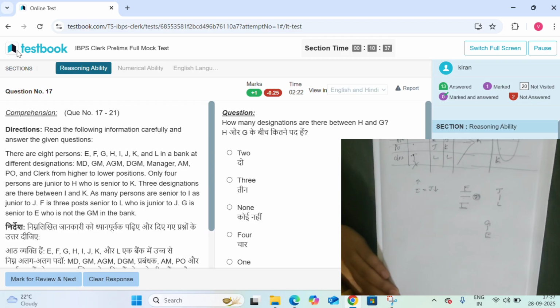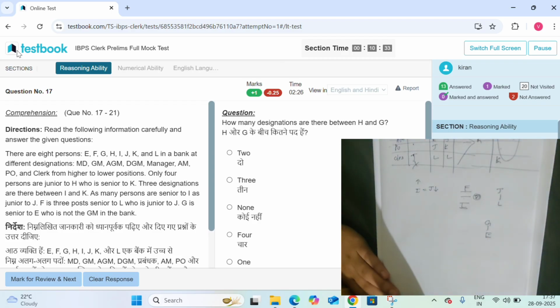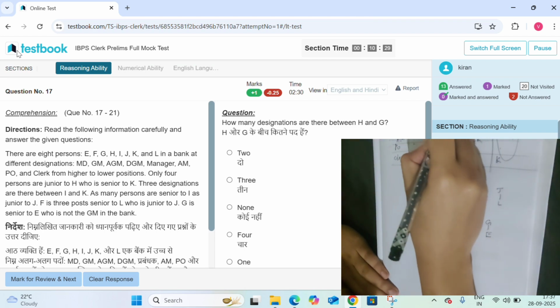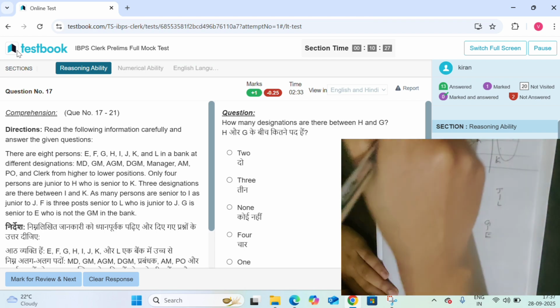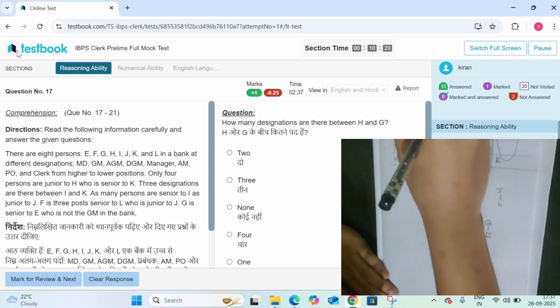F and the L. Only one possibility. F and the L, right? G below L, and F should be here. And G and the E. Okay, this is not G. G and the E. This is the final arrangement.